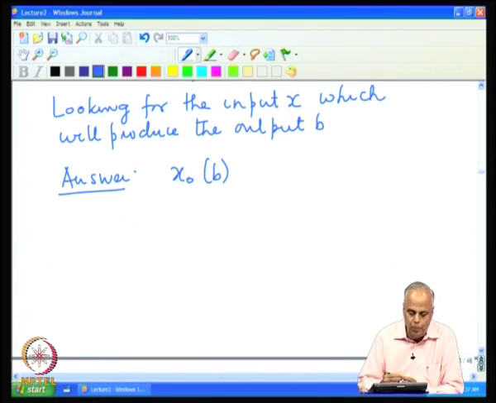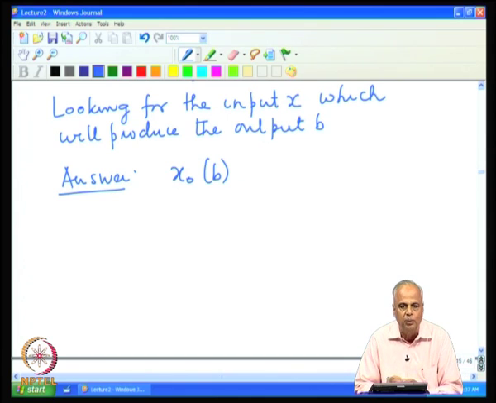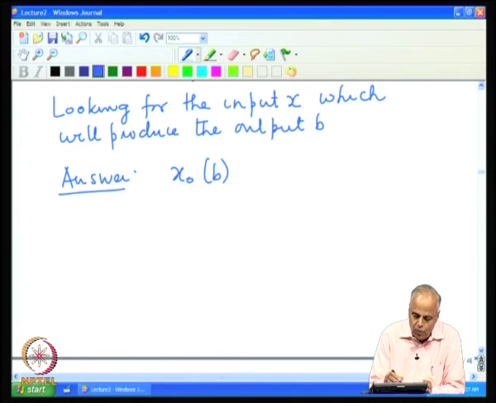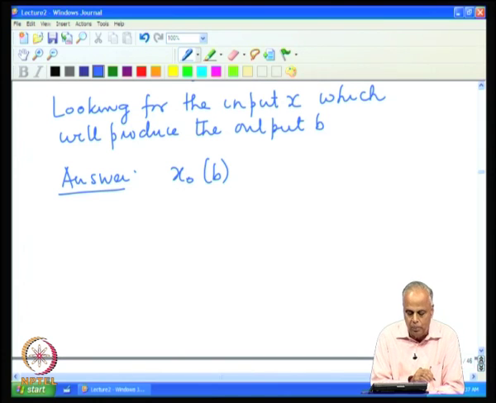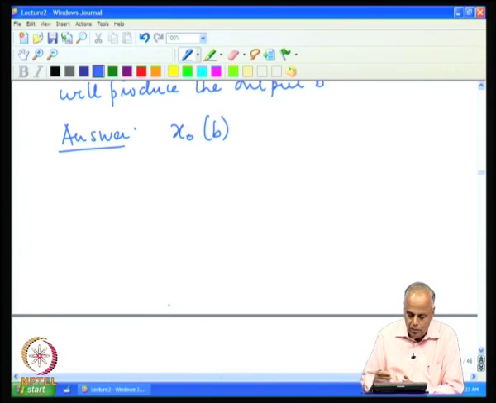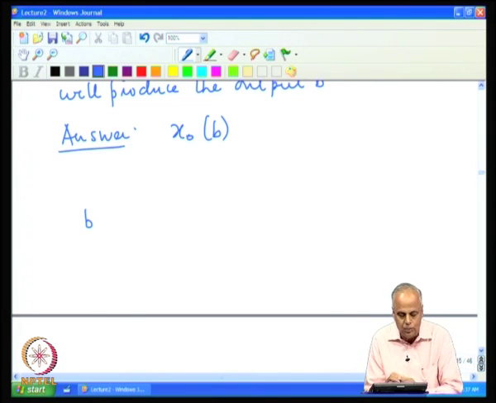If you want the output b, x naught b is the best input that can produce it. It can probably get closest to b and nobody else can give a better answer than that. That is what the final answer should be. So, we are given b, and from that we are trying to construct the x naught b. We are given the required output b, we would like to construct the required input x naught b. So, in other words, we are trying to control the output b. We are only given b, we have to do some calculations on this b to produce the x naught b.